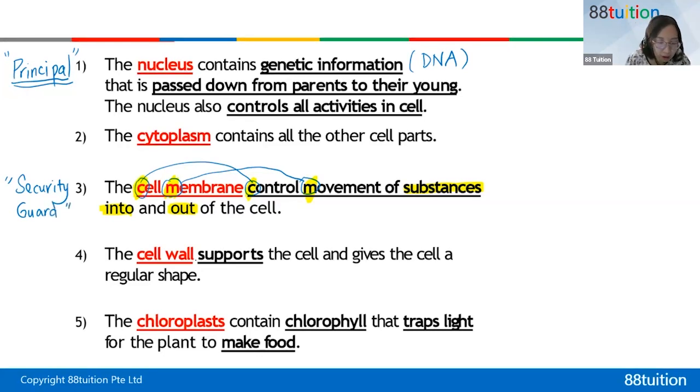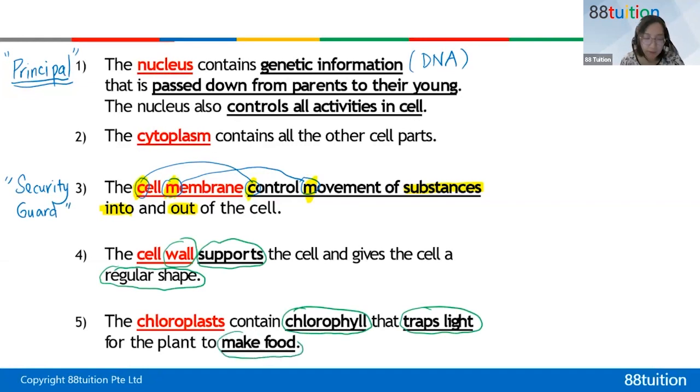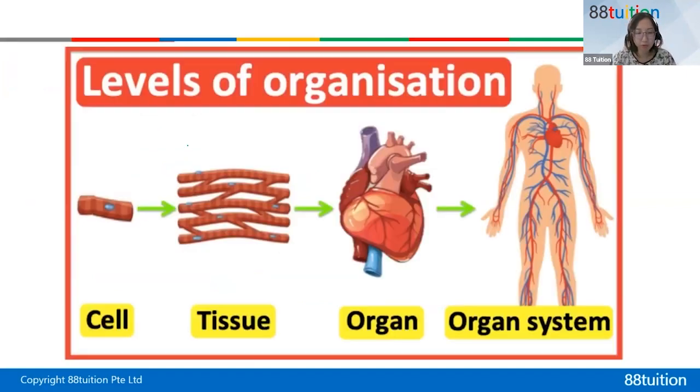Okay, now cell wall is like you learn the word wall, right? Wall is for support the cell and also give the cell a fixed shape, a regular shape. Okay, then chloroplast contain chlorophyll. What does the chlorophyll do? It traps light, can be any light, can be sunlight, can be artificial light. Why do you want to trap light? Is to make food. All right, so these are all the terms. Then cytoplasm contains all the other parts. Okay, so with that, we move on.